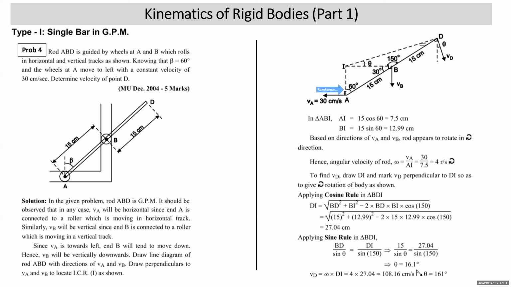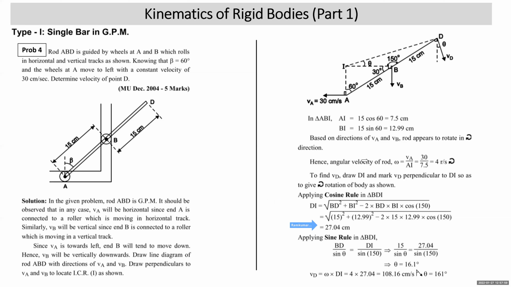Now, in triangle BDI, can you use cosine rule or not? This is 15 centimeter. This is given to you as 13 centimeter. Included angle is given. In triangle BDI, DI is required. You have two adjacent sides of a triangle known. Included angle is known. Opposite side is required. So use cosine rule. DI squared is equal to BD square plus BI square minus 2 into BD into BI into cos 150. Substitute the value of BD as 15 and BI as 12.99, or even 13 also you can write. You got DI as 27.04 centimeters. So VD is equal to omega into DI. All right, we have found it. Omega is 4, DI is 27.04.